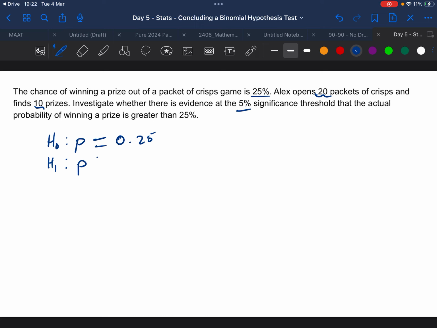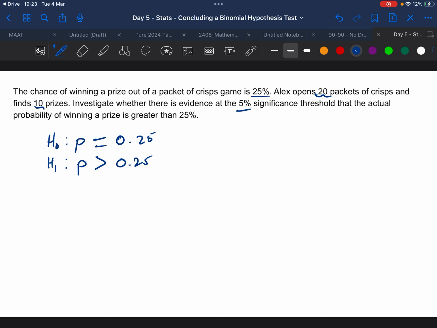The other one is also always going to be about p for binomial. There's a couple of choices, this one or this, but that's it. So we've got to read it. It says, investigate whether it's greater. And this makes sense because Alex feels like he's won a lot. He's won half of that sample, so it feels like the probability is more. So when we do a hypothesis test, this is what we're investigating.